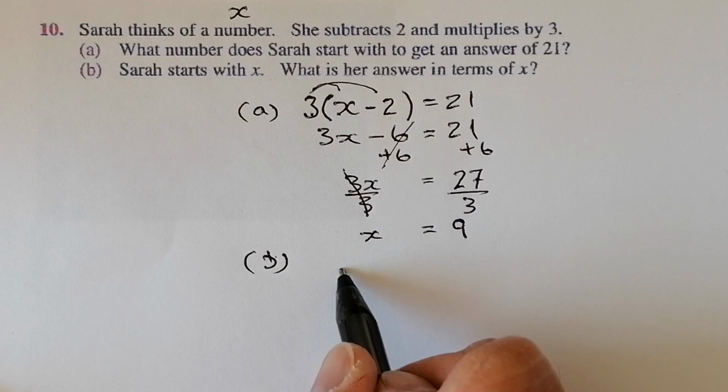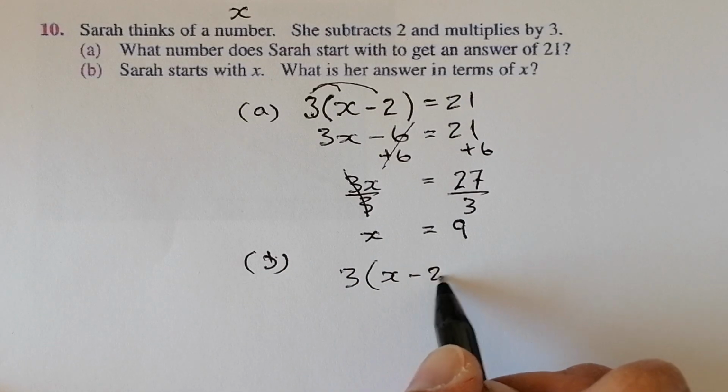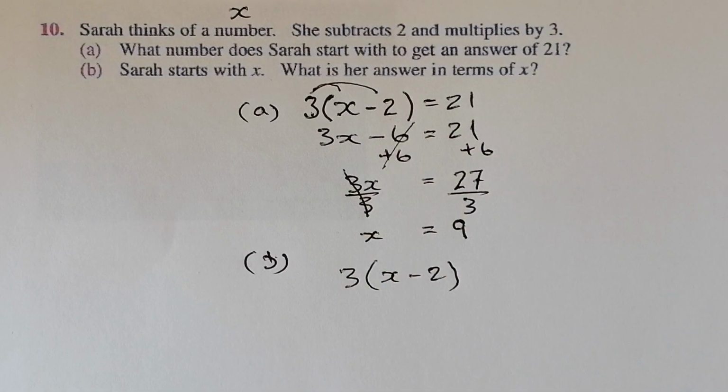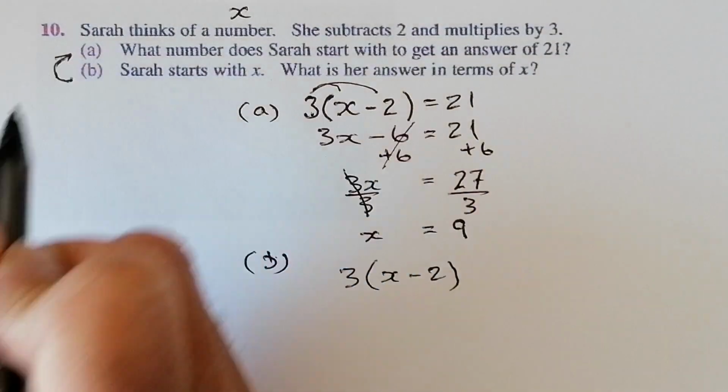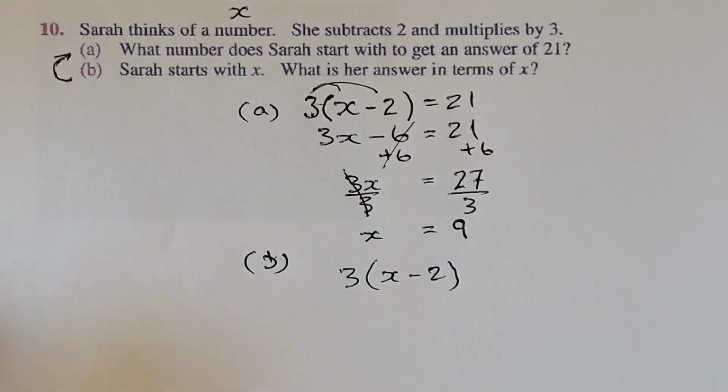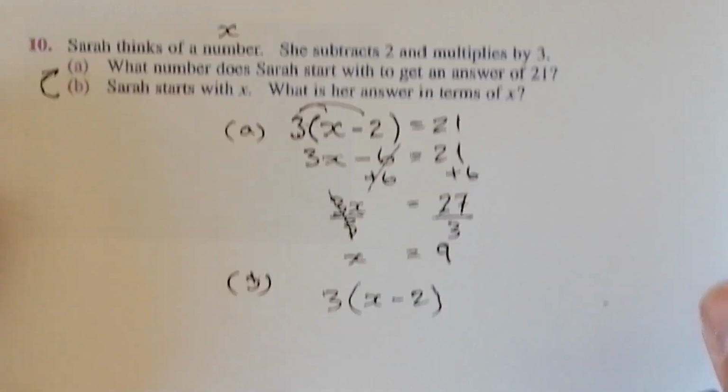So it's 3x minus 2. So what we've done is we've just done it in reverse, basically. And we've done b before we've done a. So that would be the answer there. Okay, so let's go ahead with another question.